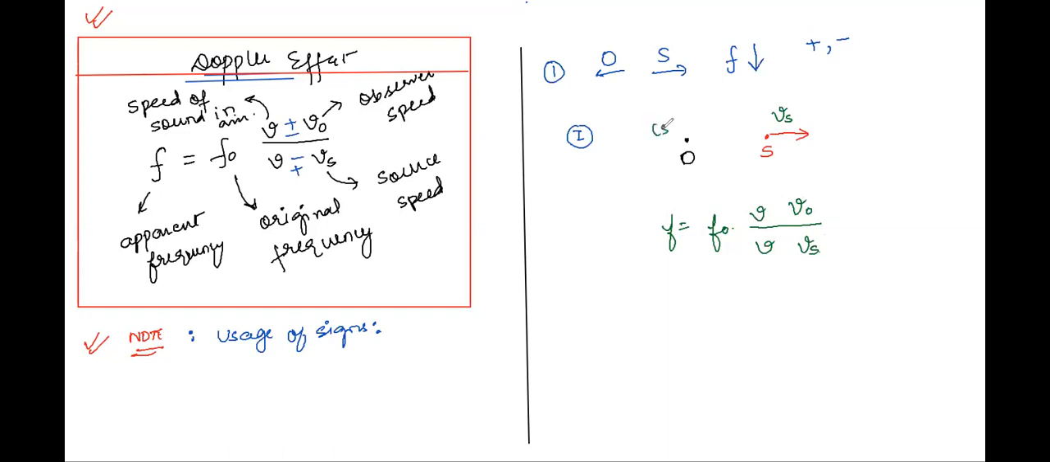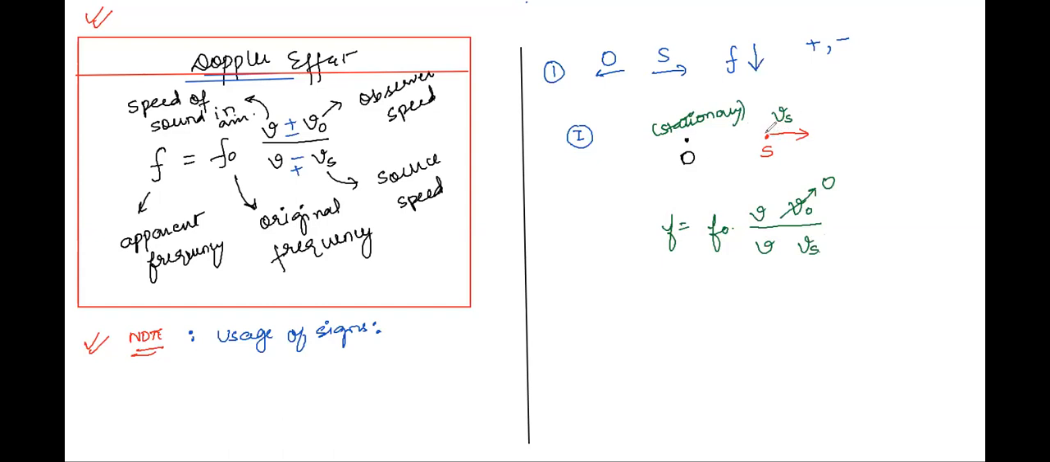If I write stationary, no, right? The observer is stationary, so it's not moving, an obvious note. So this Vo should be equal to zero. Okay. Now what about Vs? Will we add it or subtract? It has to depend upon whether it's going away or towards.